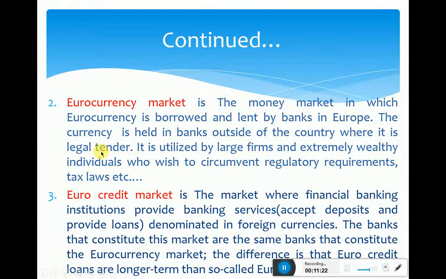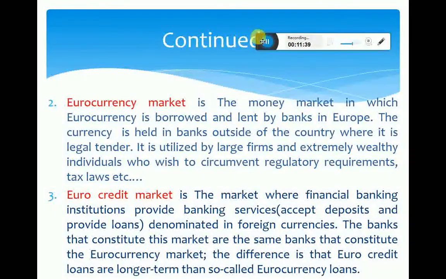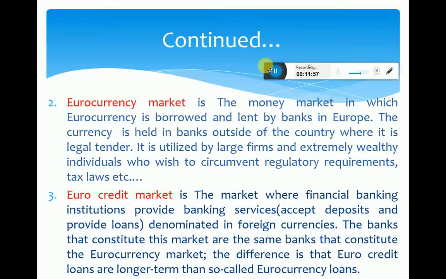Next, we have the euro credit market. The euro credit market is basically the market where financial banking institutions provide banking services, accept deposits, and provide loans denominated in foreign currencies. The banks that constitute this market are the same banks that constitute the euro currency market. The difference is that euro credit loans are longer-term than so-called euro currency loans. Remember that it's the same market, but due to the duration or time period, there is a difference in name.